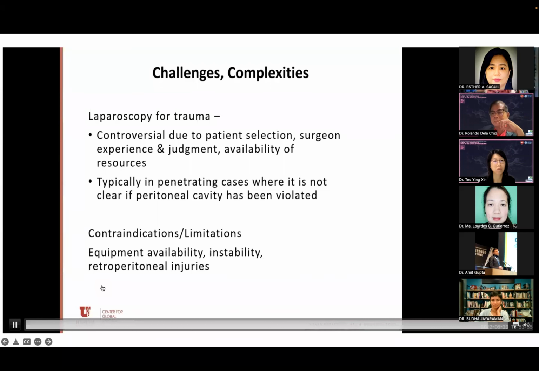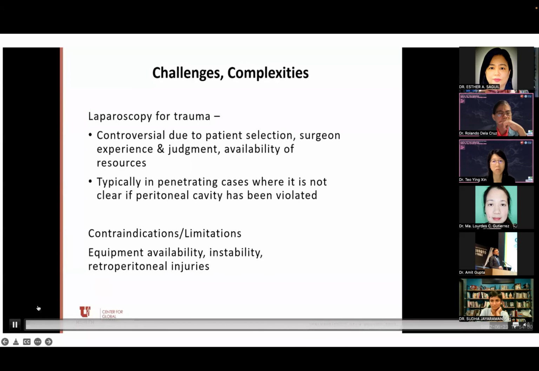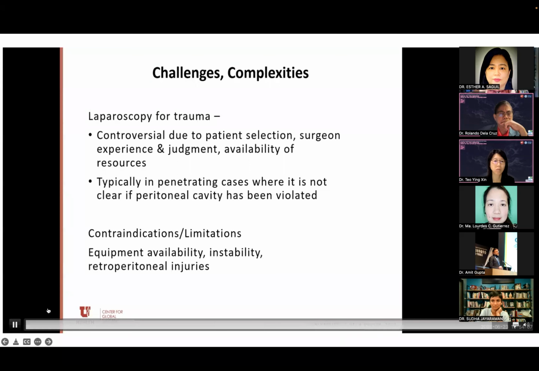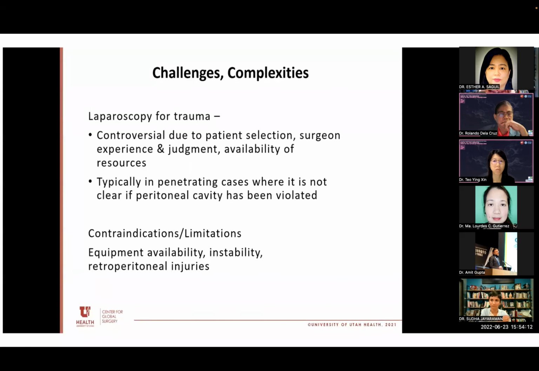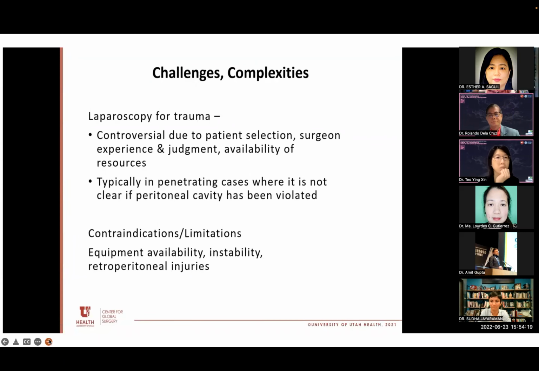And in my setting, that is okay because I can take them to the operating room to do a diagnostic laparoscopy in those cases. The challenge, of course, is equipment availability, the stability or instability of the patient, and their ability to tolerate insufflation. And then, of course, the limitations of a diagnostic laparoscopy means that you can't assess retroperitoneal injuries very clearly. So those are some things to think about in trauma laparotomy.